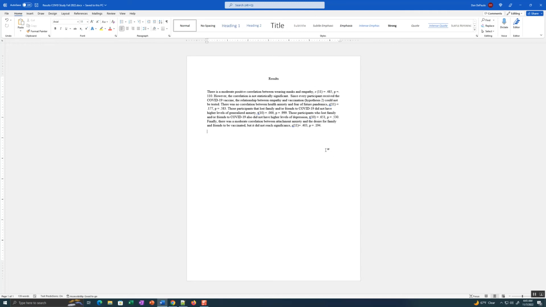And then talk about hypothesis 2. The difference between vaccinations and empathy, I should say, either did not support the previous research, or the previous research supported what we found between vaccinations and empathy. We didn't really find anything, so just talk about the previous research.